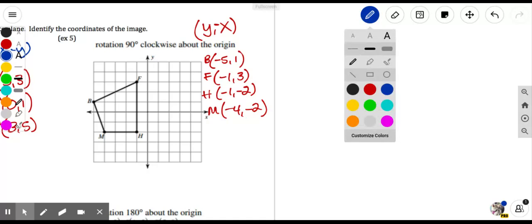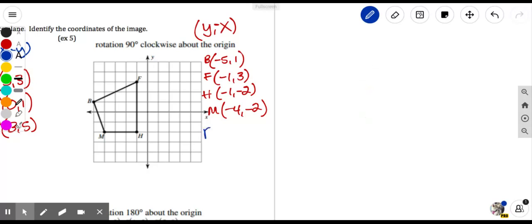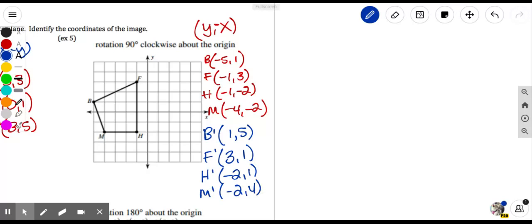So now I'm going to apply the rule, Y, -X. So basically all of the Y's are going to come first and they're not changing the sign. So B prime is going to be 1, and then the X comes and we change the sign of the X. So 1, 5. F prime is going to be 3, 1. H prime is going to be -2, 1. And M prime, -2, 4.